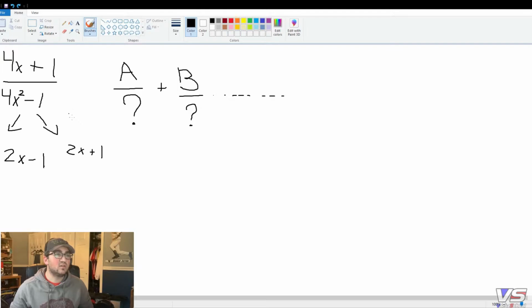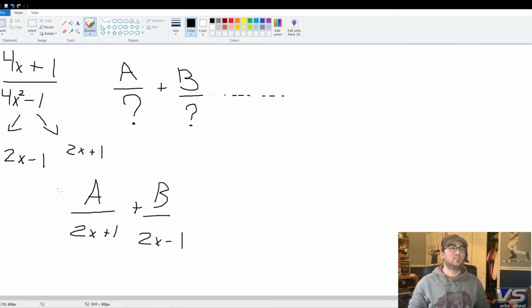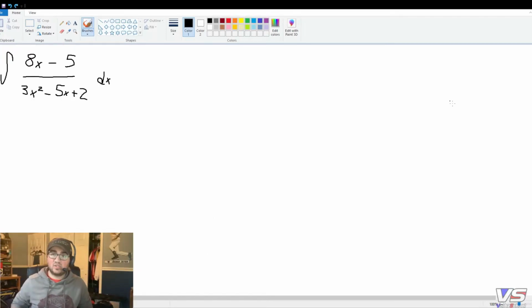Final answer for what we're looking for in this question, at least, is a over 2x minus 1 plus b over 2x plus 1. Wow, that's a bad one. Nailed it. Alright, now for this second question, we're actually going to use partial fractions to solve integrals.